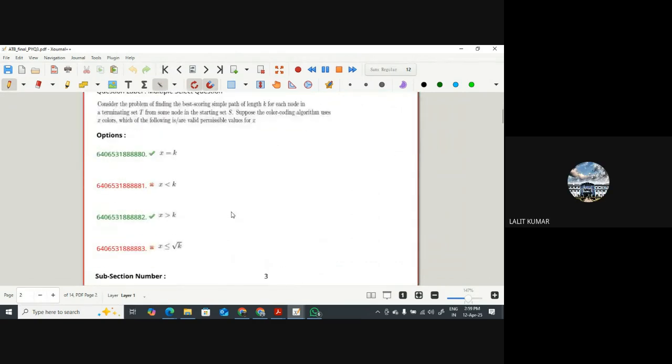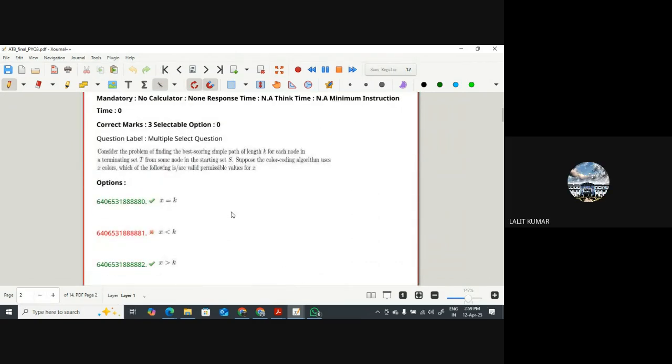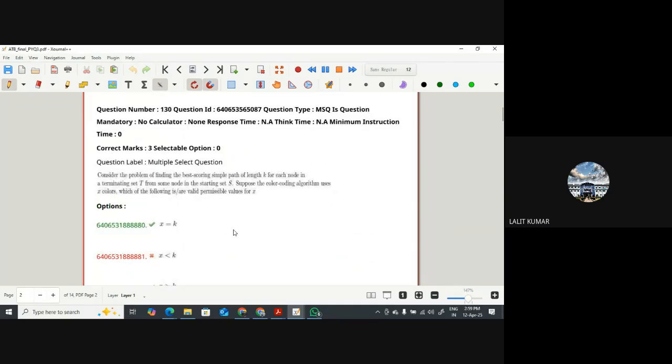Okay, now we come to this question paper. Consider the problem of finding the best scoring simple path of length k, for each node in a terminating set T from some node in the starting set S. Suppose the color coding algorithm uses X colors. Which of the following are valid values for X? So we know X has to be greater than or equal to K. We just saw in the previous question paper. So X greater than K and X equal to K are valid. Is this okay? Yes.